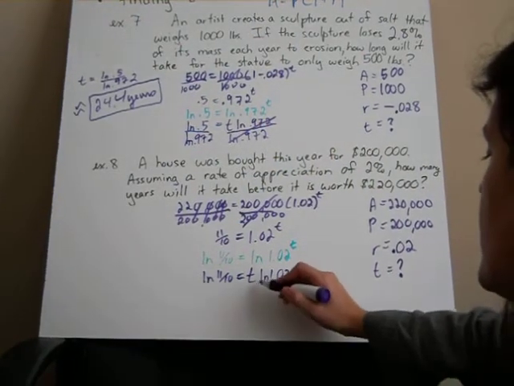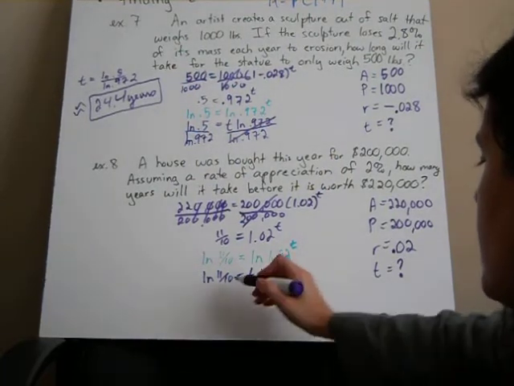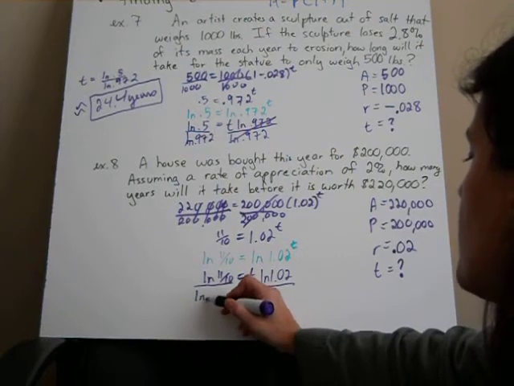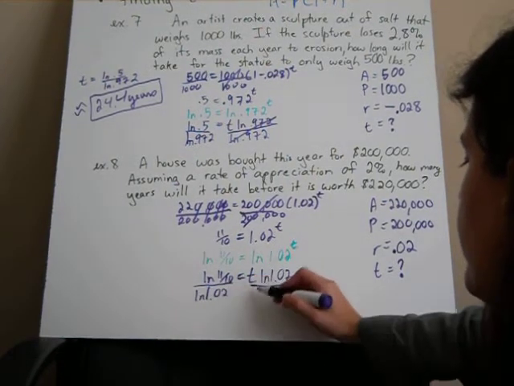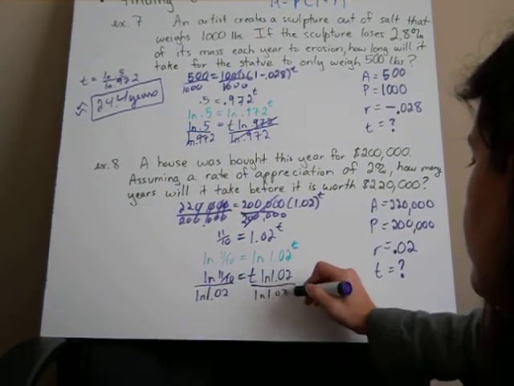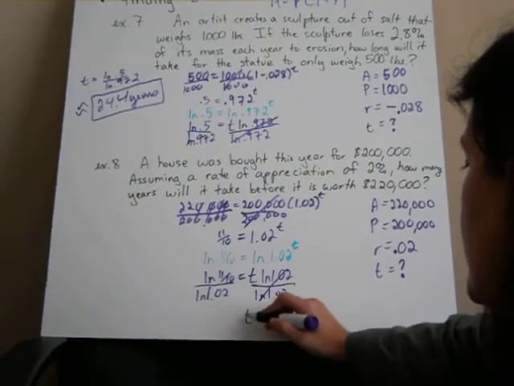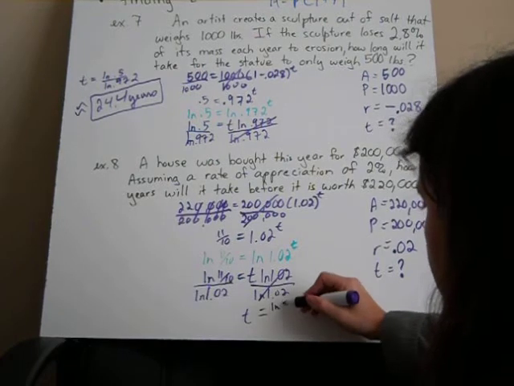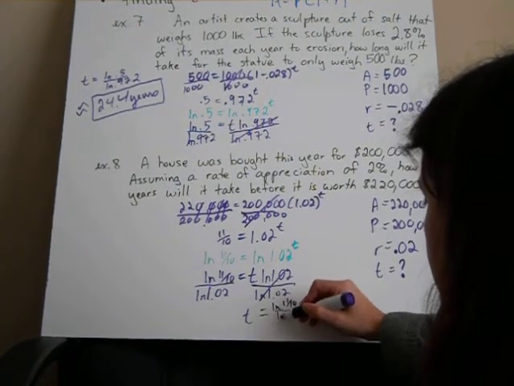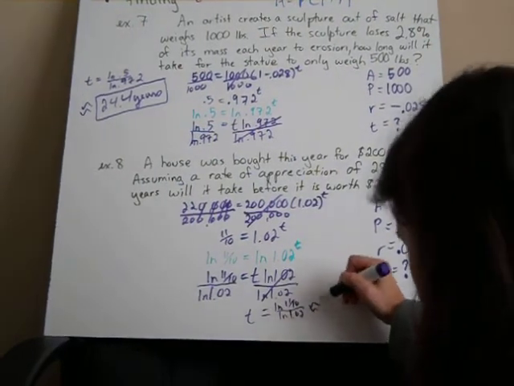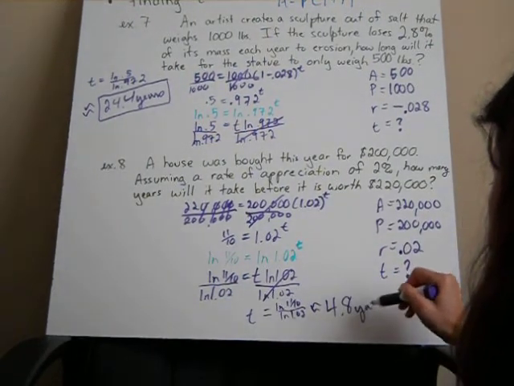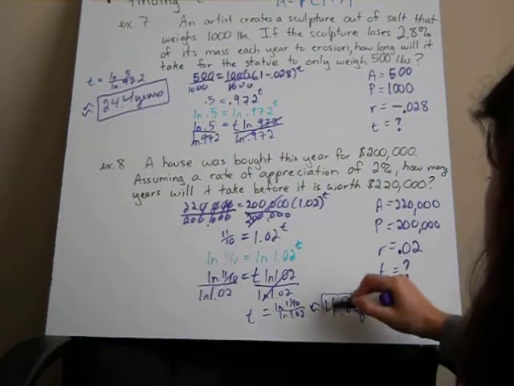Last step, to solve for t, I divide both sides by this natural log, because I want t by itself. So I'm dividing both sides by the natural log of 1.02. That cancels, and I get that t is equal to the natural log of 11/10 over the natural log of 1.02, and that is approximately 4.8 years. Alright, great.